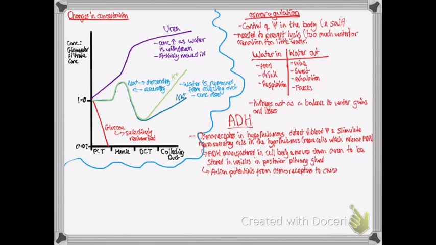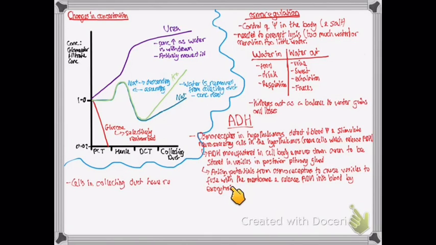Action potentials from osmoreceptors cause these vesicles to fuse with the membrane of the posterior pituitary gland, and therefore release this ADH into the blood. So ADH will then travel through the bloodstream and meet the target cell. By the way, it's released by exocytosis, which I wrote there. Cells in the collecting duct have receptors for ADH.